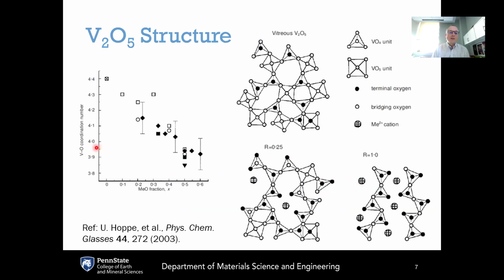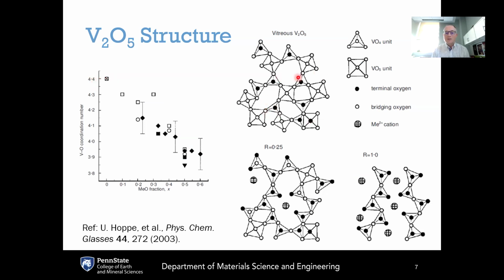If we look at the average vanadium oxygen coordination number for pure vanadate glasses, the average coordination is about 4.4, meaning that there's about 40% of the 5 coordinated structures and about 60% of the tetrahedral structures to get an average coordination of 4.4.